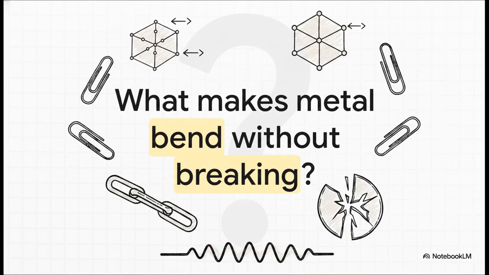Think about a standard paperclip, right? You can bend it back and forth a bunch of times. But if you tried that exact same thing with a piece of glass or ceramic, well, it would just shatter instantly. Why is that? That whole mystery is a process called plastic deformation, and it's exactly what we're unraveling today.